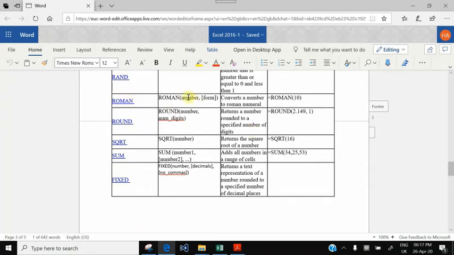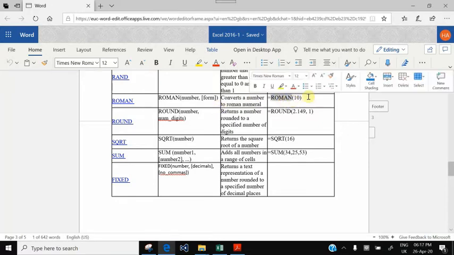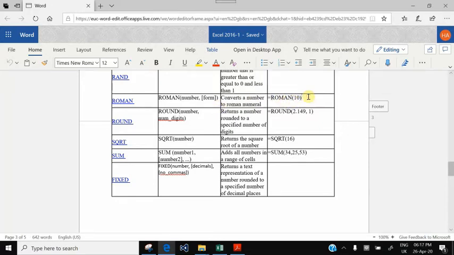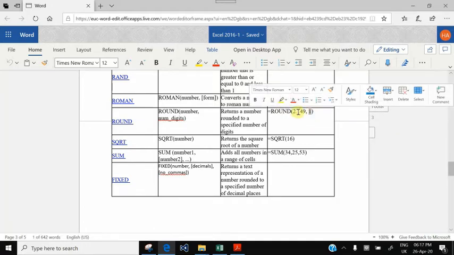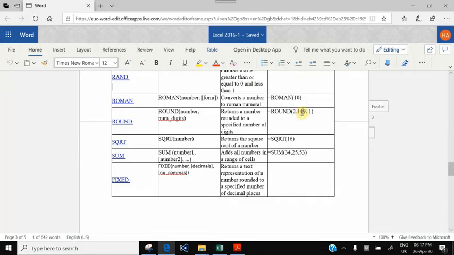Roman converts a number to a Roman number. For example, I have Roman 10, which is X. And round a number to num digits, returns a number rounded to the specified number of digits, like round 2.149, 1 digit, so 1 will be here. This is less than 5, so the output is 2.1. SQRT or square root, we have to write it like this. The output will be 4.